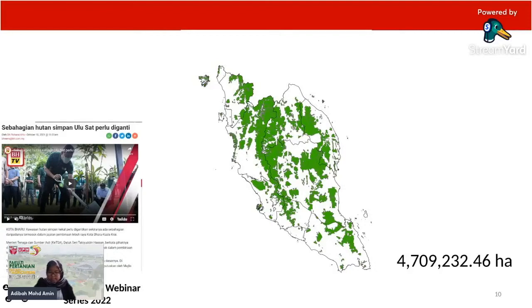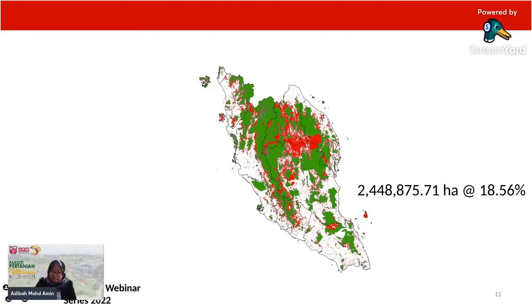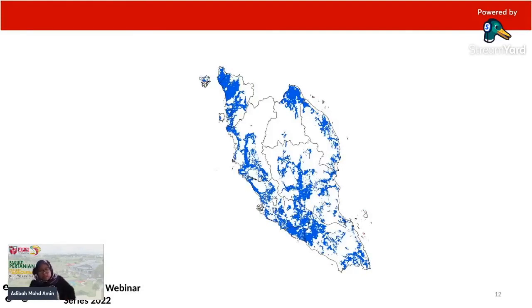Okay, next, the red color here shows the area with very steep slope, which is more than 30 degrees, about 2.5 million hectares. So basically the green and red areas are not available to be used. So not so much is left, the white area. You can see it matches the blue color, the available land that can be used for agriculture production.